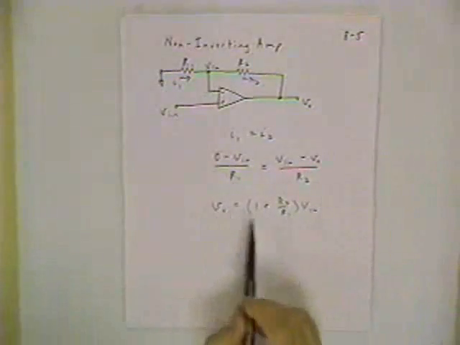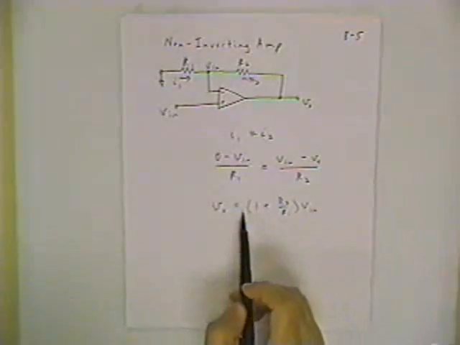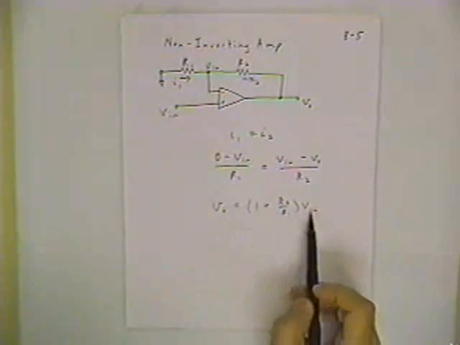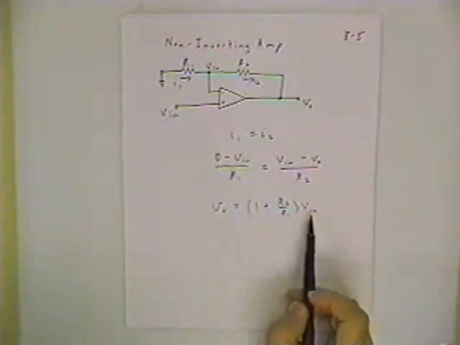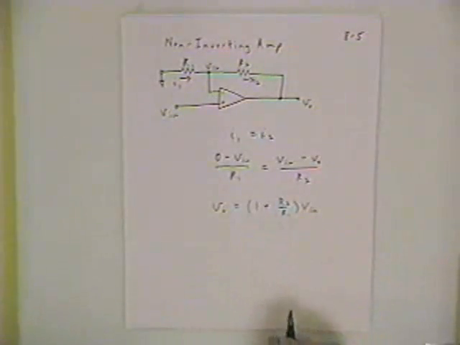This tells me again the output is a multiple of the input, but notice that this multiple is always going to be positive. So now we have an output and input that are in phase with each other. It's not inverting the output, and in some instances that's a useful thing.